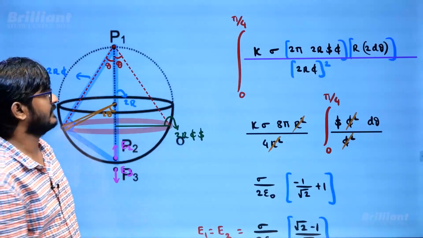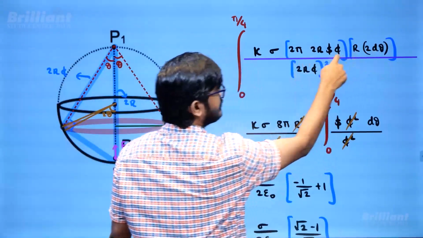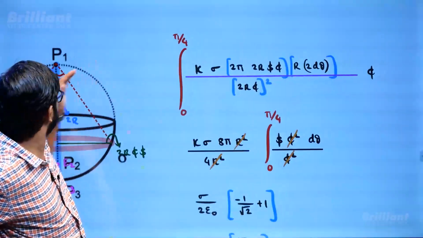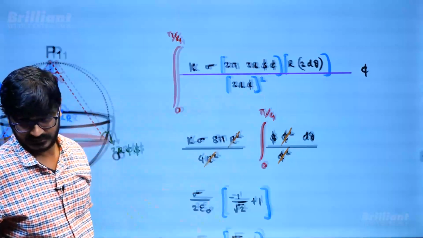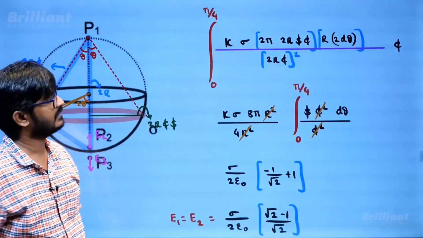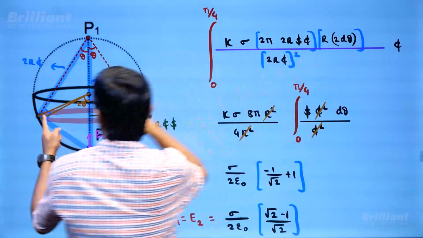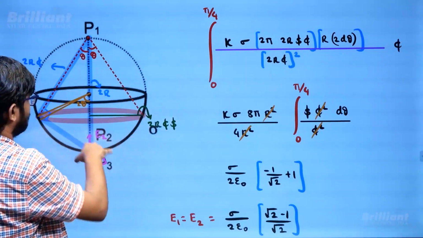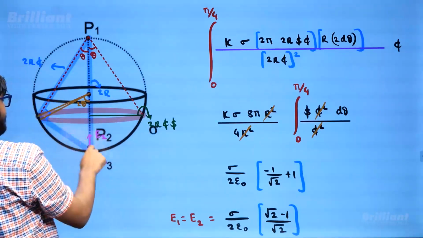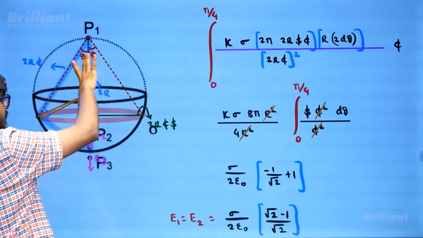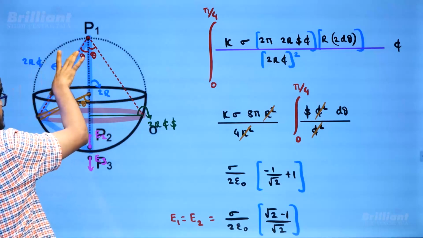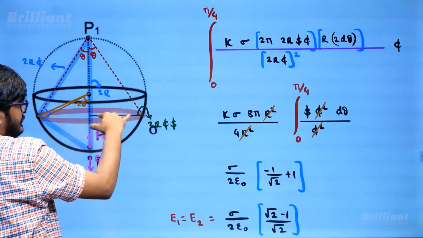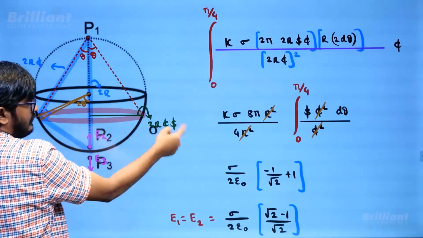Now the field because of the ring is going to be K into charge of the ring by this distance square into cos theta, right? All the things I know. I need to find this distance. Now what I did is, I have taken this thing, this is the right angle triangle, right? If this is 2r, then this length is going to be 2r cos theta. If this length is 2r cos theta, then this length is going to be 2r cos theta sin theta. So the radius of this circle is going to be 2r cos theta sin theta.